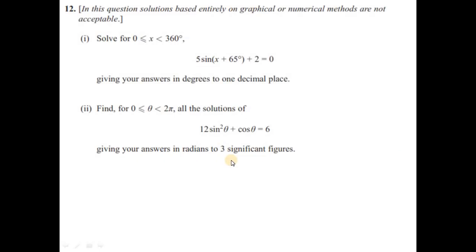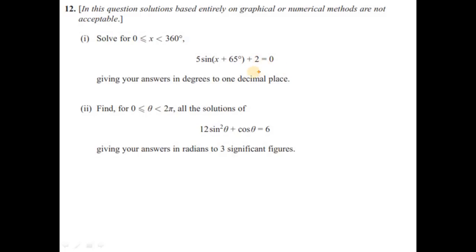Question number 12. In this question, solutions based entirely on graphical and numerical methods are not acceptable. Okay, solution of a quadratic trigonometric equation. Solve for 0 to 360 degrees: 5 sine of (x plus 65) plus 2 is equal to 0.